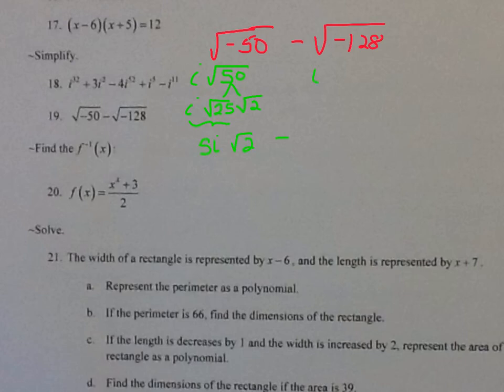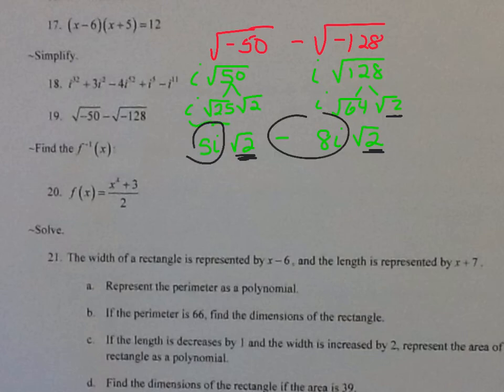minus. So now I have i times the square root of 128. So that's 64 and 2, which makes sense, right? In order for me to add, I have to have the same radicand, so I need to have a 2. The square root of 64 is 8, so I have 8i, the square root of 2. Now that I have the same radicands, they're both 2 underneath the radical, just add or subtract the coefficients. So 5i minus 8i is negative 3i, the square root of 2.